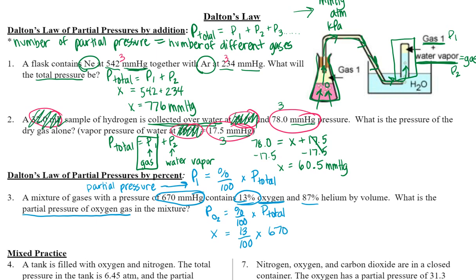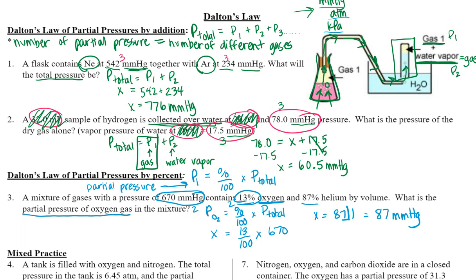So when I plug and chug that in my calculator, I get 87.1, and then we'll just think about sig figs. This pressure and this percentage both had 2 sig figs, so I need to make my answer 2 sig figs. Since this is a 1, I will not round up and it will become 87. And then we're looking for units. Again, if we're looking for pressure, my options are millimeters of mercury, ATM, or kPa. This question had mmHg, so that's what I'll put there.